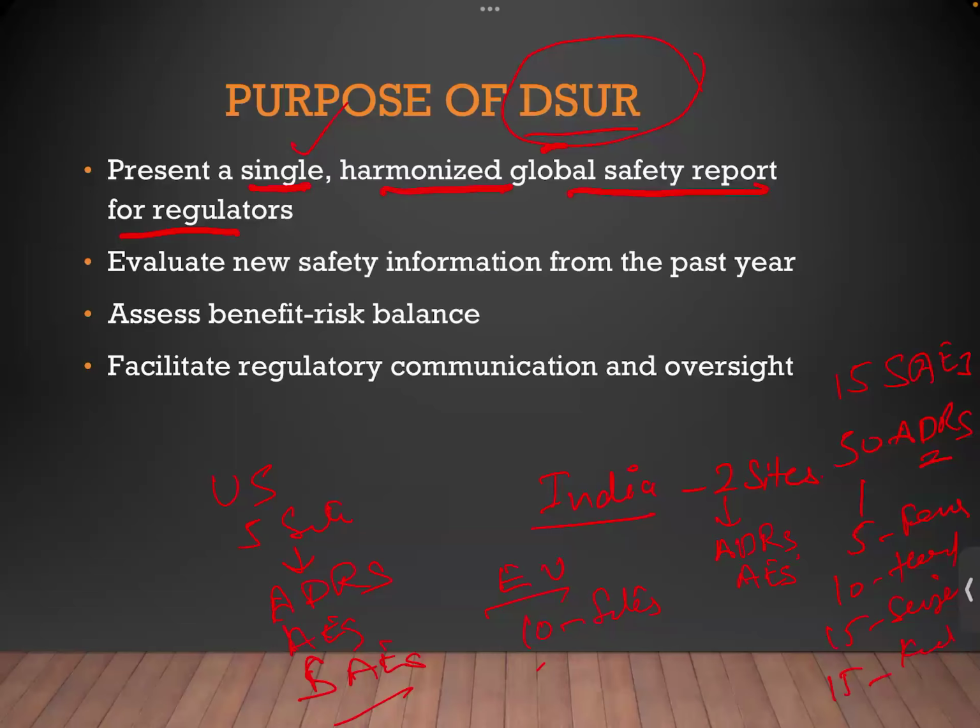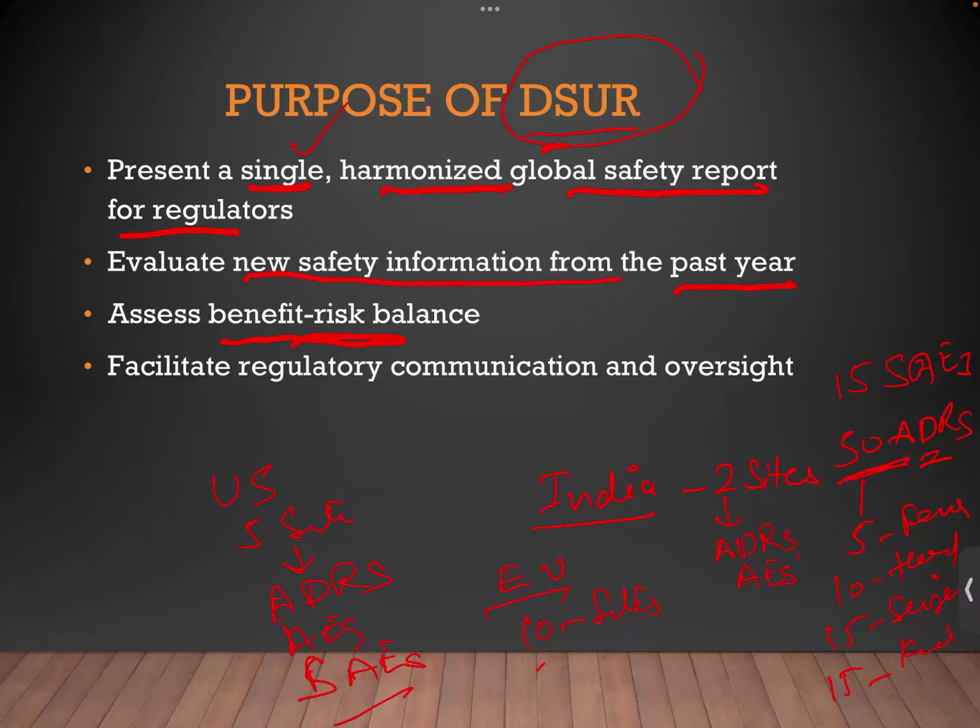So they evaluate the new safety information from the past year, which helps them assess the risk-benefit balance. In this report, they came to know that the ADRs are high. ADRs means that it is related to the drug. Then they will be alert. They may temporarily pause your trial also, because maybe the risk is getting high.